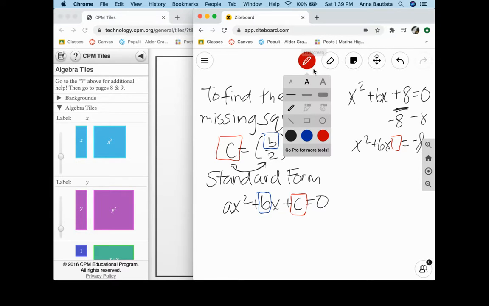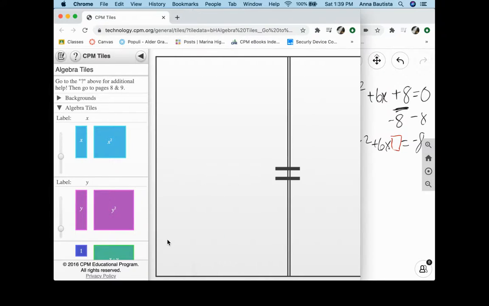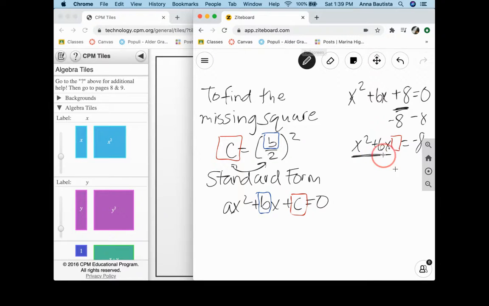But before we do it mathematically, I'm going to show you how to incorporate algebra tiles in order to complete the square. So we're going to come over here. I like to use the CPM tiles because we use CPM as our textbook. This is empty here, we have our equal sign, and this is empty over here. But we have x squared plus 6x, we have our equal sign, and we have negative 8.